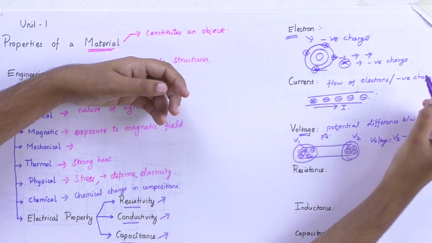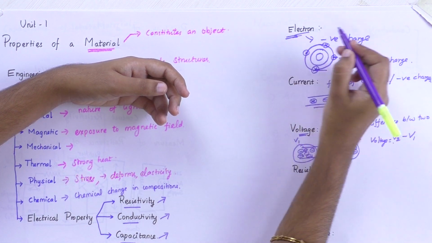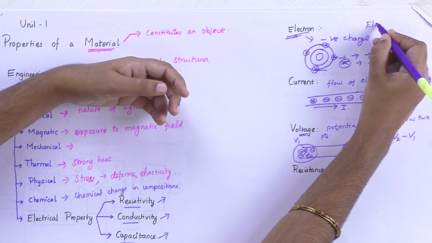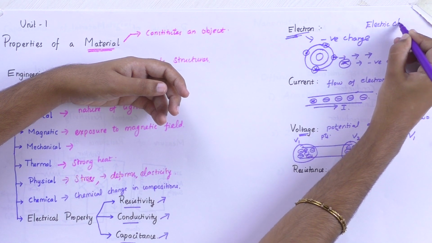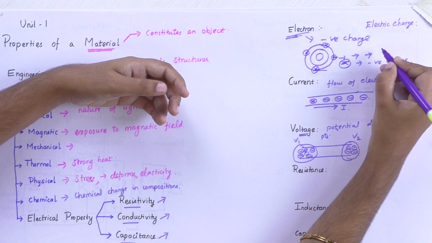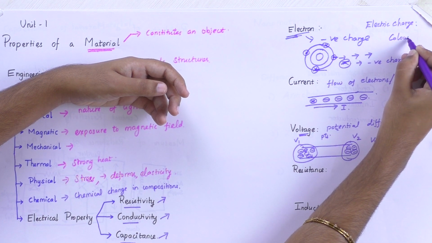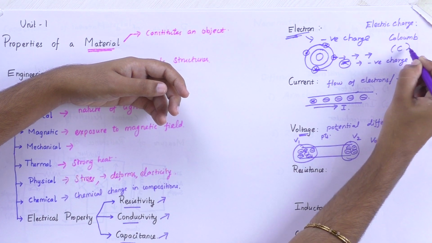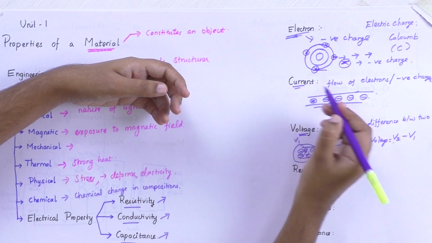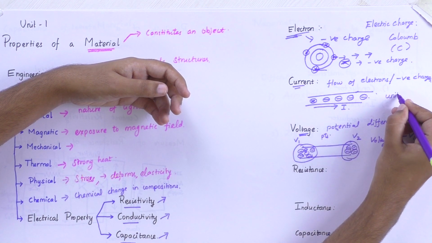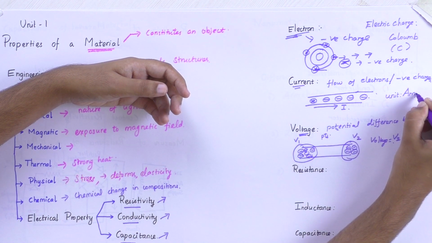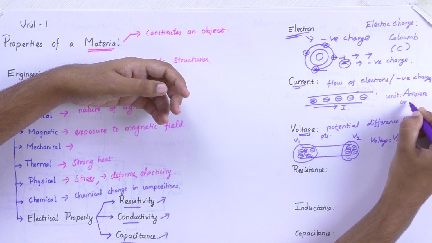The unit of electrons or electric charge is coulomb, or C. The next unit is ampere, or amps.